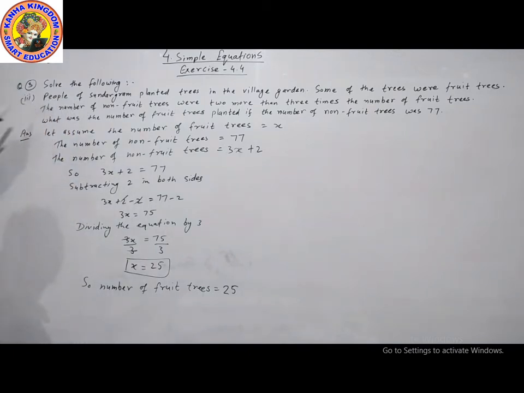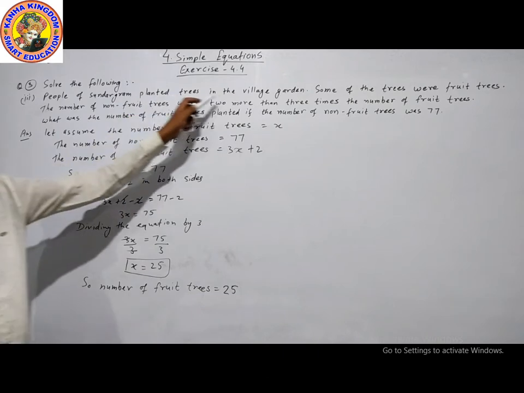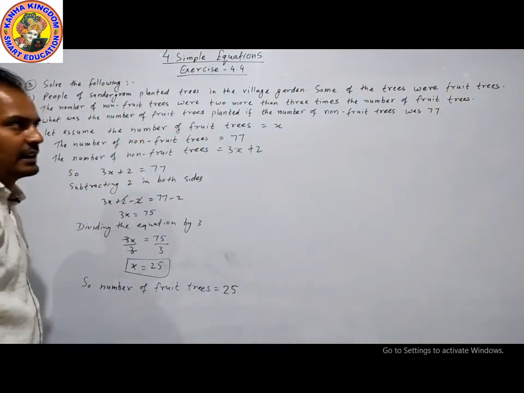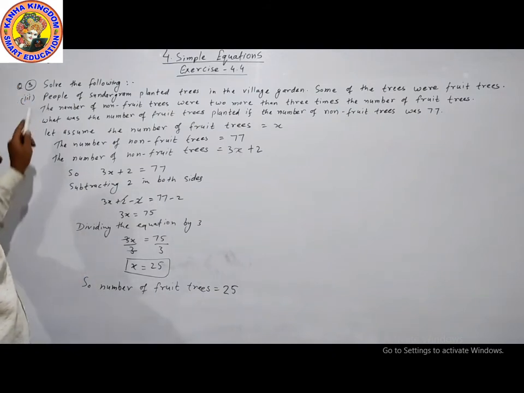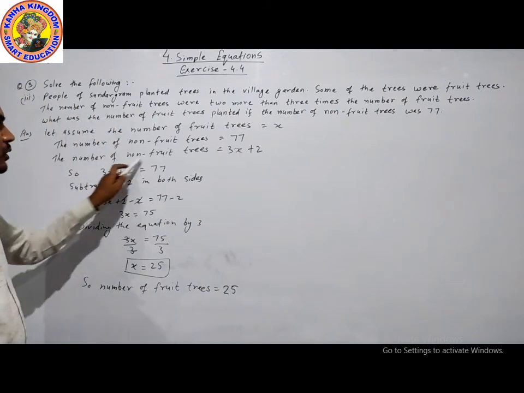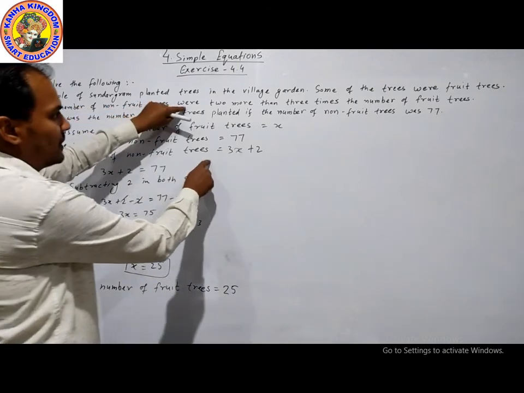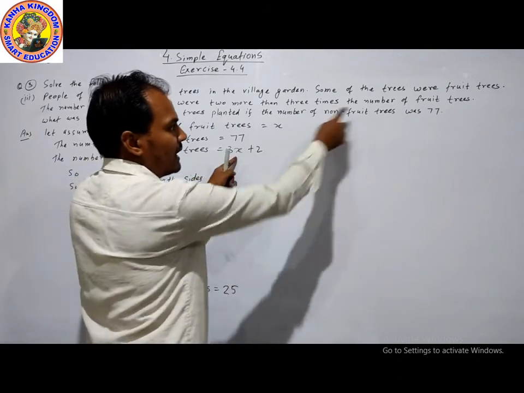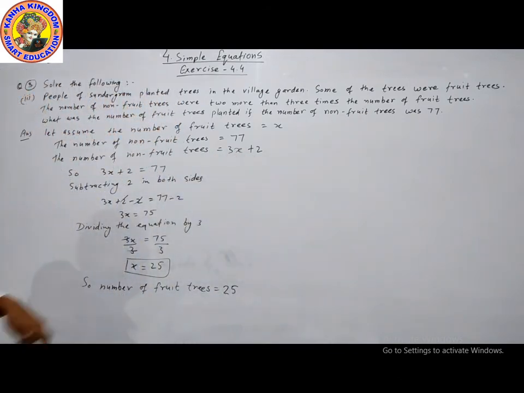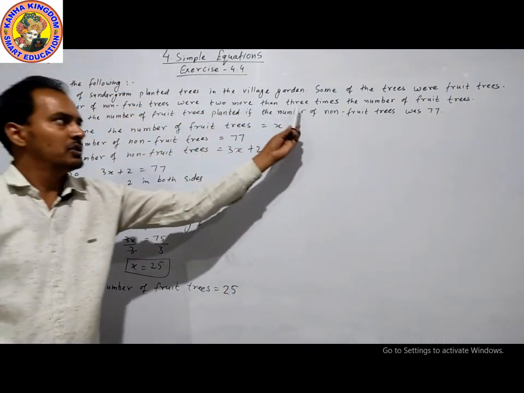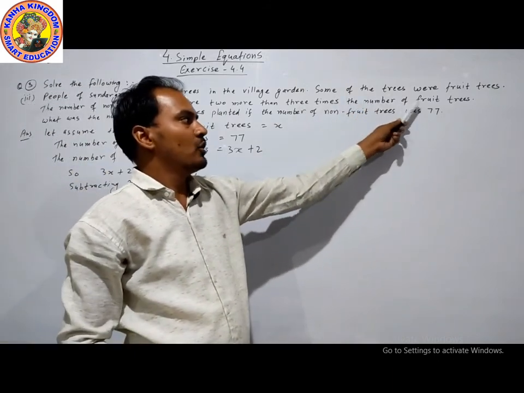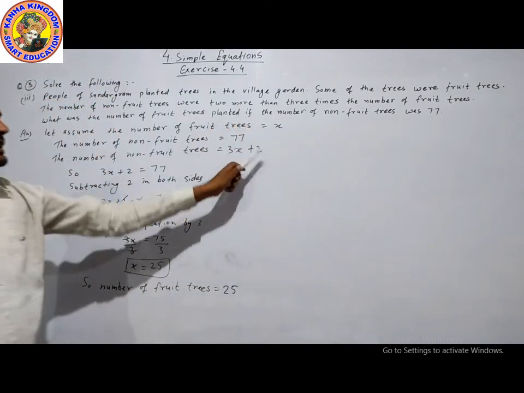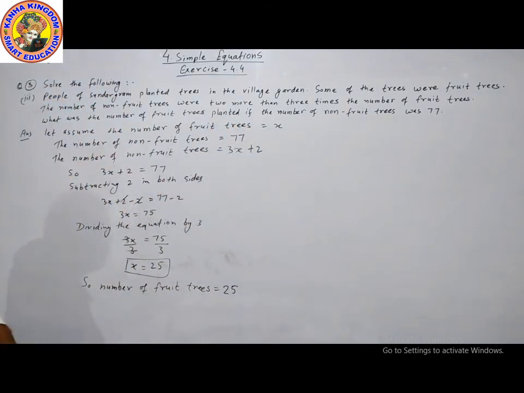Let's take it from the beginning of this question. People of Sundargram planted trees in the village garden. Some of the trees were fruit trees. Let's assume fruit trees are X. The number of non-fruit trees was 2 more, plus 2, than 3 times, 3 multiplied by X, the number of fruit trees. 2 more means plus 2. 3 times means multiply by 3 the number of fruit trees X. 3x plus 2, this is the non-fruit trees.